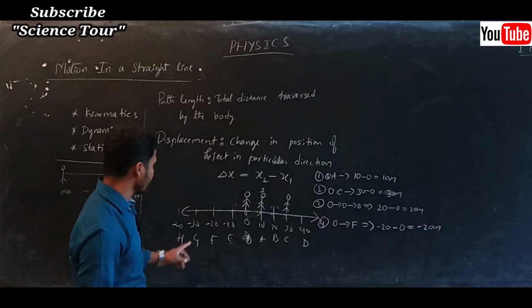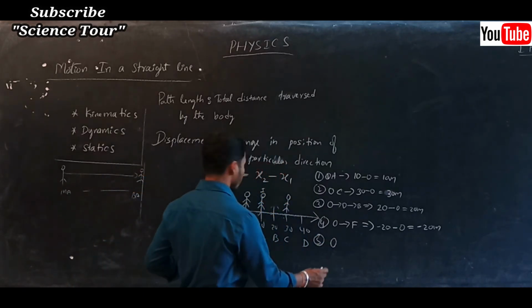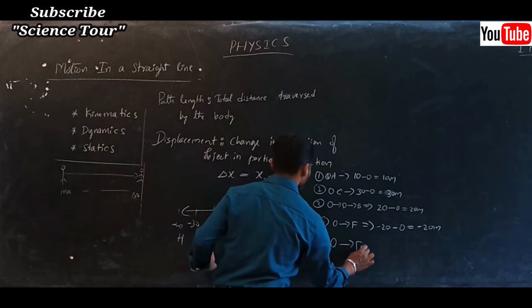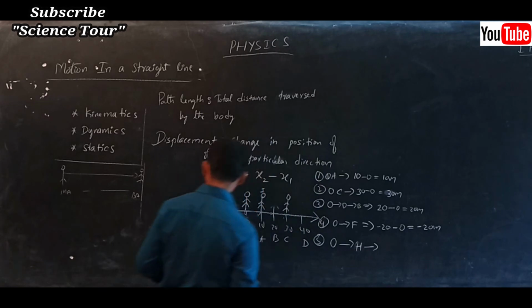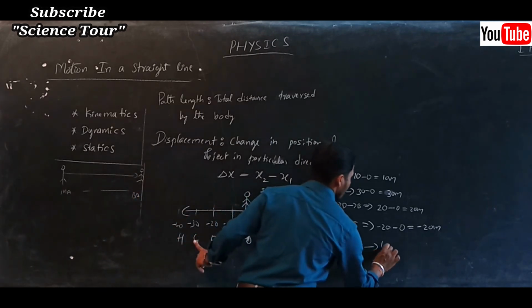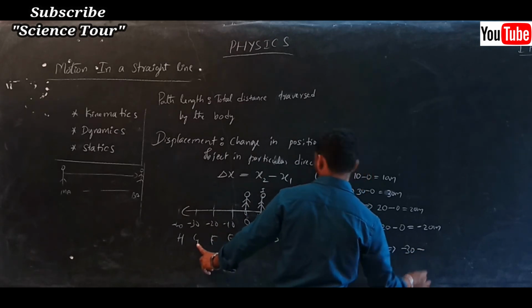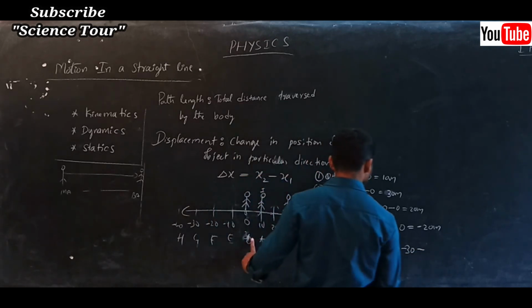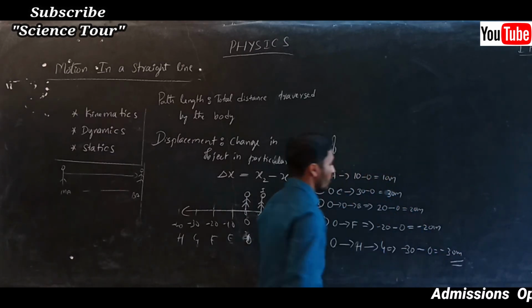Okay, now I can write down. Next, the fifth case: O to H is moving, H to G is moving. Now which is the final point? G means minus 30 is the final point. Which was the initial point? Initial point is nothing but 0. Now minus 30 meter. Okay, these are the cases.